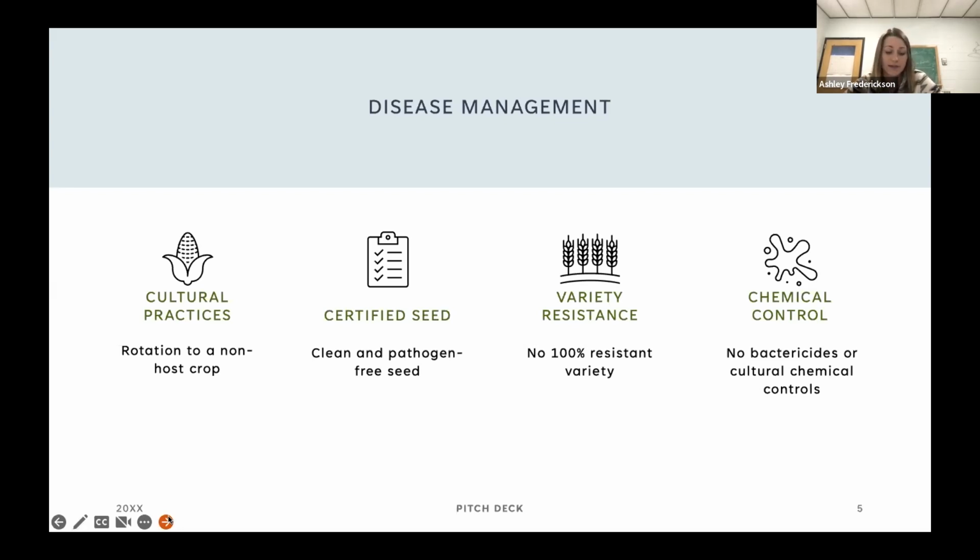Certified seed, so making sure you're using clean and pathogen-free seed is very important, since the bacterial leaf streak pathogen is seed-borne. So clean seed can help prevent infections and spread. Variety resistance: there is no 100% resistant variety to bacterial leaf streak. There are some cultivars that are less susceptible to the disease, moderately resistant, but there is no 100% resistance. And then chemical control: there are no bactericides or chemical controls for managing bacterial leaf streak, which is where my research comes into play.